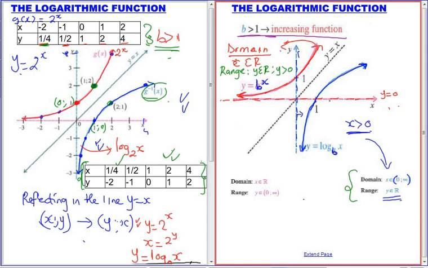You cannot include 0 because it's an asymptote, and we do not include infinity because we don't ever get to infinity. Well, if you are looking at these two things, you can see that the domain of this one was x is an element of real numbers. If you just interchange x with y here, it will become y is an element of real numbers. As you can see, the domain of the exponential function happens to be the range of the logarithm function.